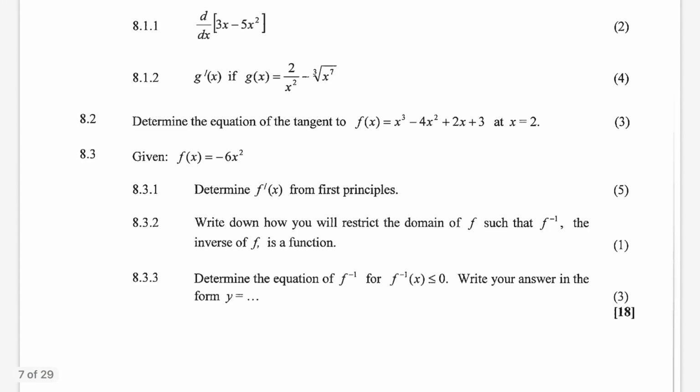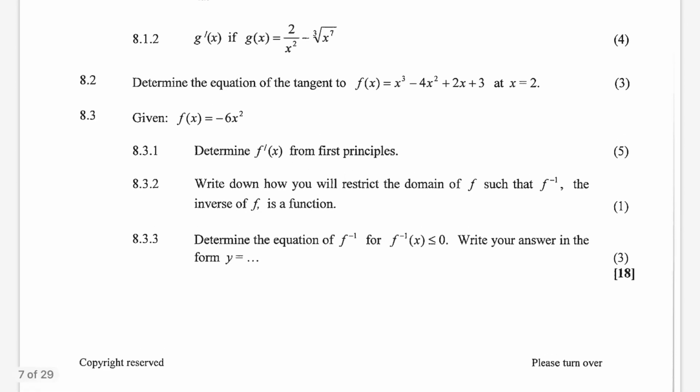So write down how you would restrict the domain of f such that f to the power negative 1, that is what you call an inverse of f, is a function. Now, how do you know that the inverse of f is a function? You use what you call a vertical test, right? So you have a vertical test. Let me give you notes.